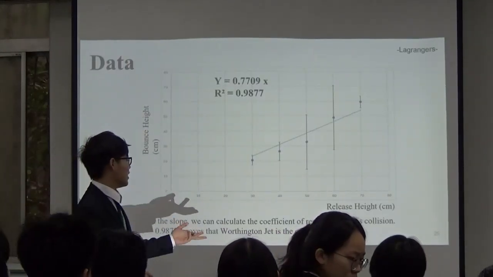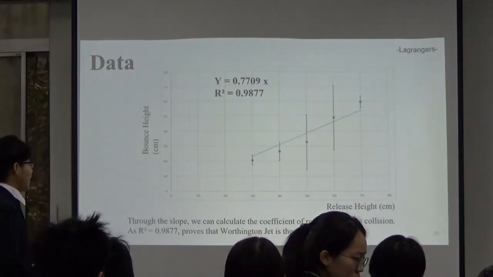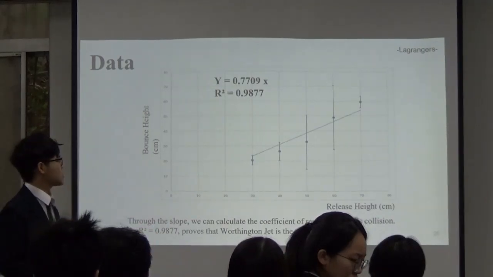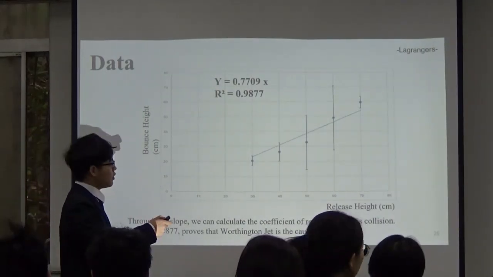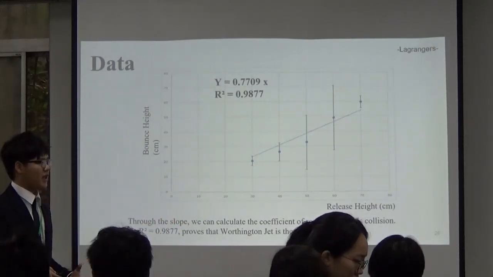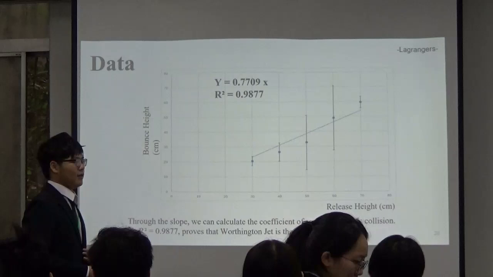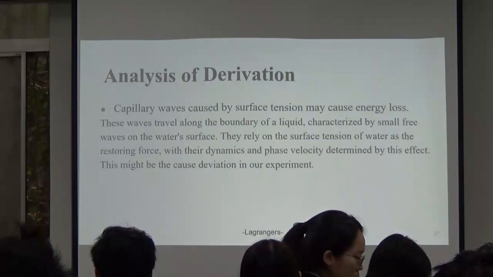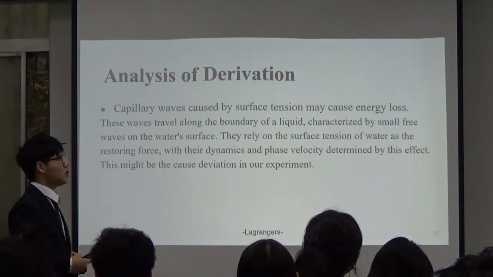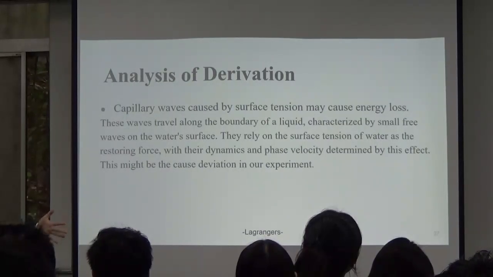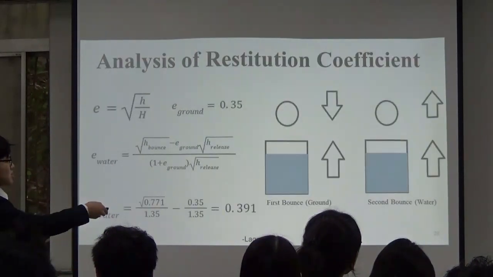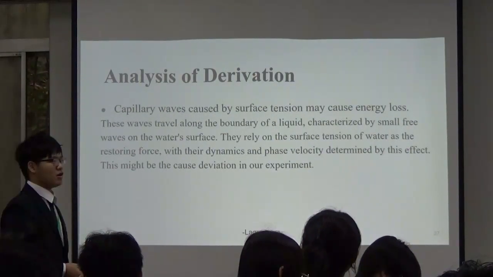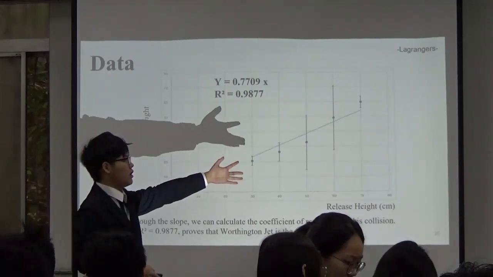For the slope, we can calculate the coefficient of restitution of this collision, as the R squared is 0.9877, which proves that the Worthington jet is the cause of this launch. Well, because the error bars are so big here, we assume that there may be other chaotic fluid flow that may interact with our experiment. So we analyzed the derivation, and we think that capillary waves caused by surface tension may cause energy loss, and these waves travel around the boundary of the liquid with surface tension as the restoring force of the capillary waves. This might be the cause of deviation in the experiment, as the error bar is very big.